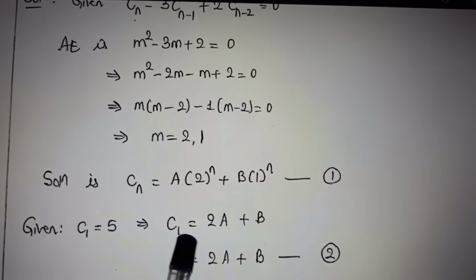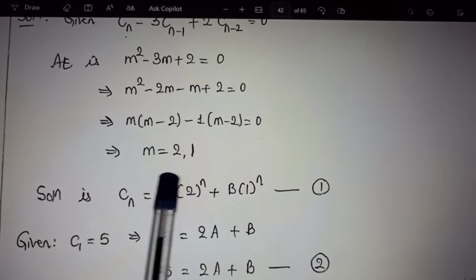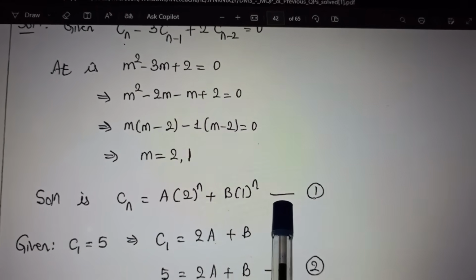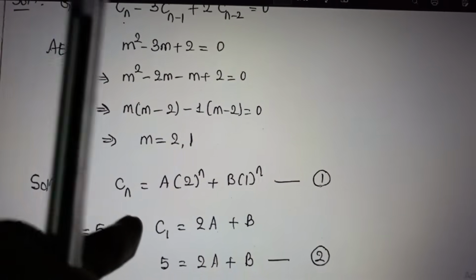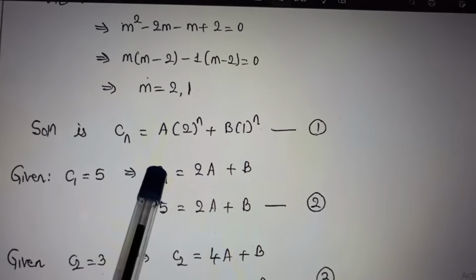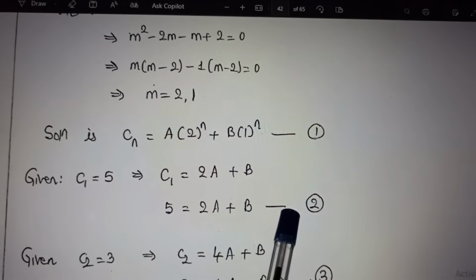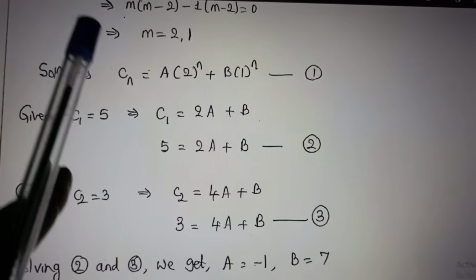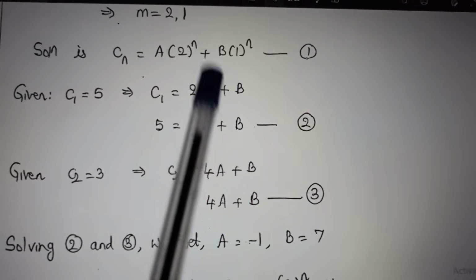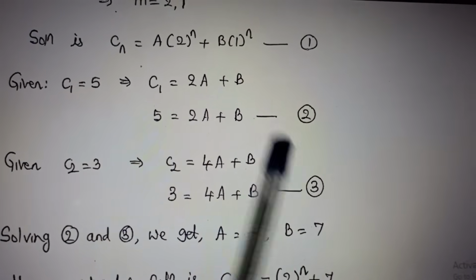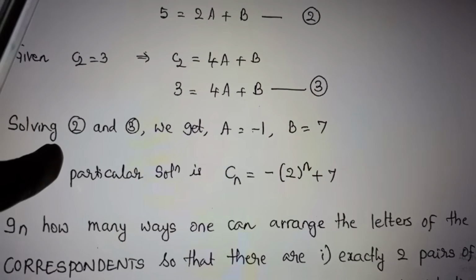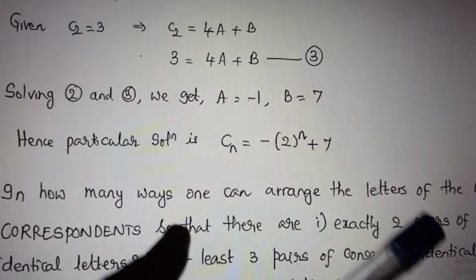How do we substitute? c1 is equal to this entire thing, and the c1 value is 5. Solve for this part. To solve this, we have to consider these to be equations, and once you solve these two equations, we will get the value of a and b. That itself is the answer.